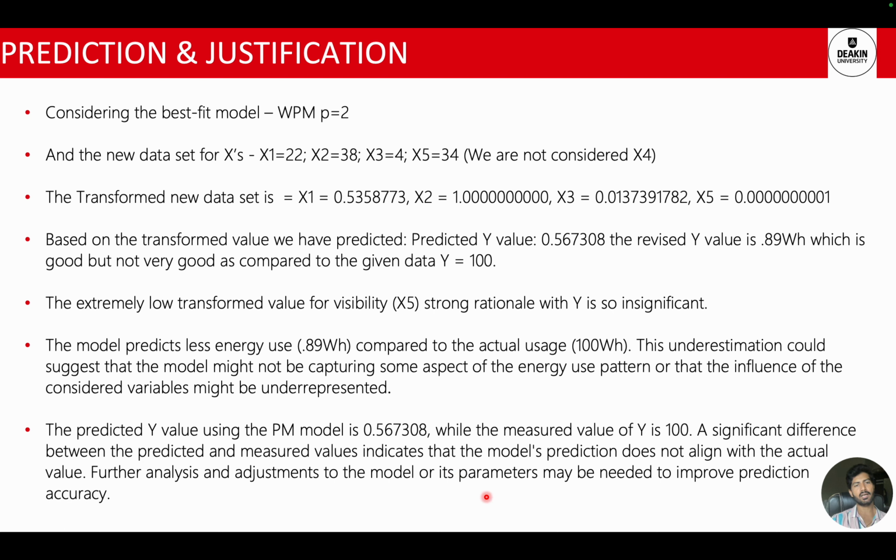In summary, for the predicted value of y using the WPA model, we are getting a 0.567 value, and the measured value of y is 100, and this is very insignificant. The predicted and the measured values indicate that the model prediction does not align with the requirement, or maybe we need to further investigate to understand this model or go for another model, and adjust the model parameters to fit and get the correct value for y. So this is all from my side. Thank you very much.